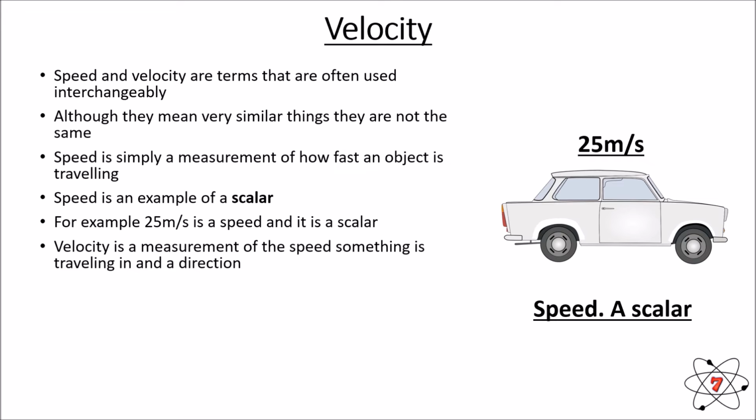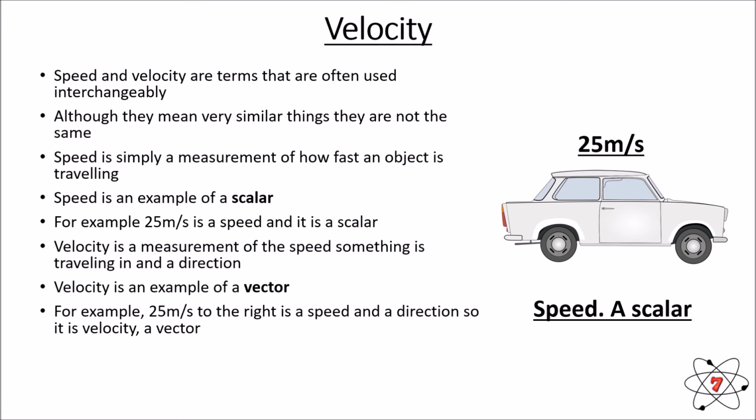Velocity is a measurement of the speed that something's traveling and the direction that it's traveling in. So velocity is an example of what we call a vector. Vectors have magnitude and direction. So for example, if we say this car is traveling at 25 meters per second to the right, we have a speed and a direction. So it is a velocity, it is a vector. Velocity is speed and direction. Speed is just speed and nothing else. So when we add a direction in, we have velocity, a vector.